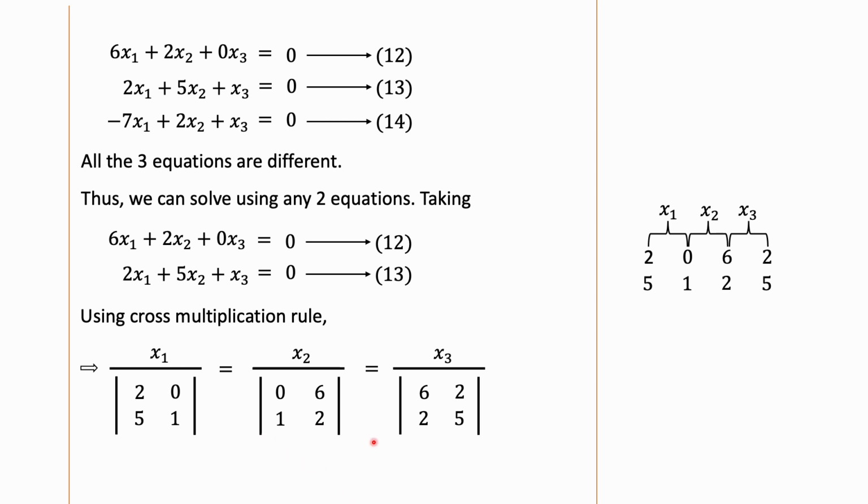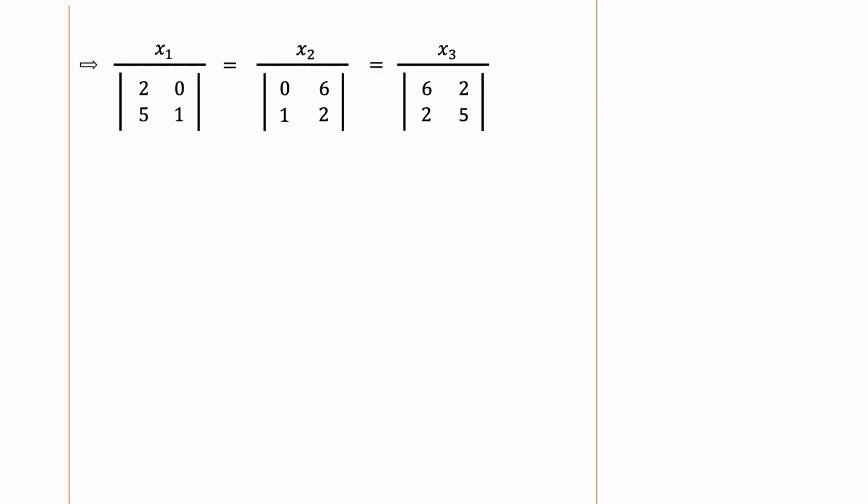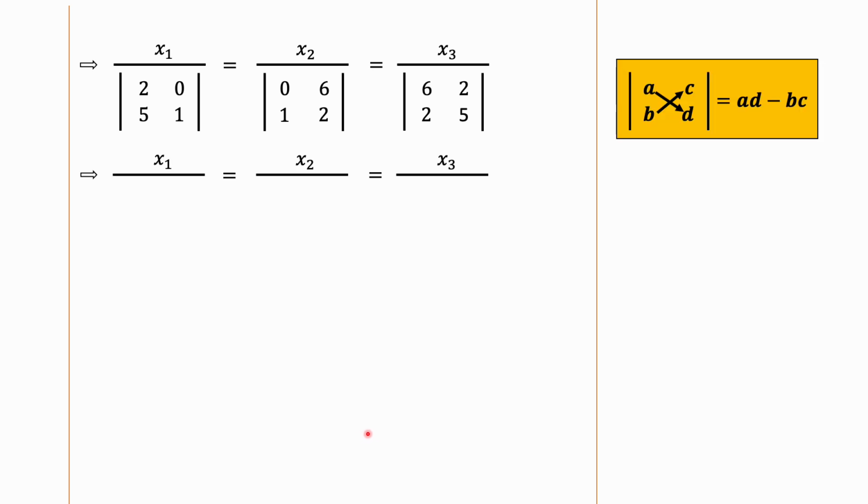Now using this, I will try to find the third eigenvector. We know that the solution for the 2 by 2 determinant by cross multiplication is a into d minus b into c. So let us solve the first one. It is 2 into 1 is 2, minus 5 into 0 is 0, so 2 minus 0. Now coming to the second one, you have 0 into 2 is 0, minus 1 into 6 is minus 6. The third one, 6 into 5 is 30, minus 2 into 2 is 4. So I got 2 minus 0, 0 minus 6 and 30 minus 4.